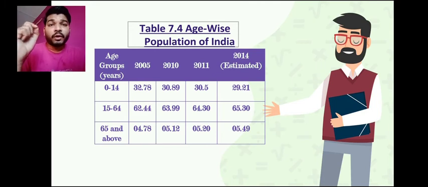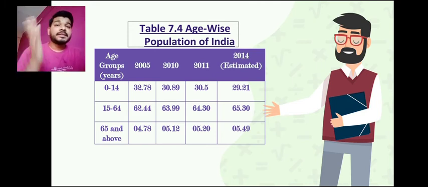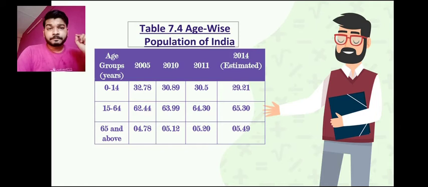It is called what? Non-working population. In the same way, the last age group, that is 65 and above, is the totally senior category of people, the old age people, at 65 years of age. If you see at present, what is the retirement age? It is near 58 to 60. Somewhere it is 60, somewhere it is 58.